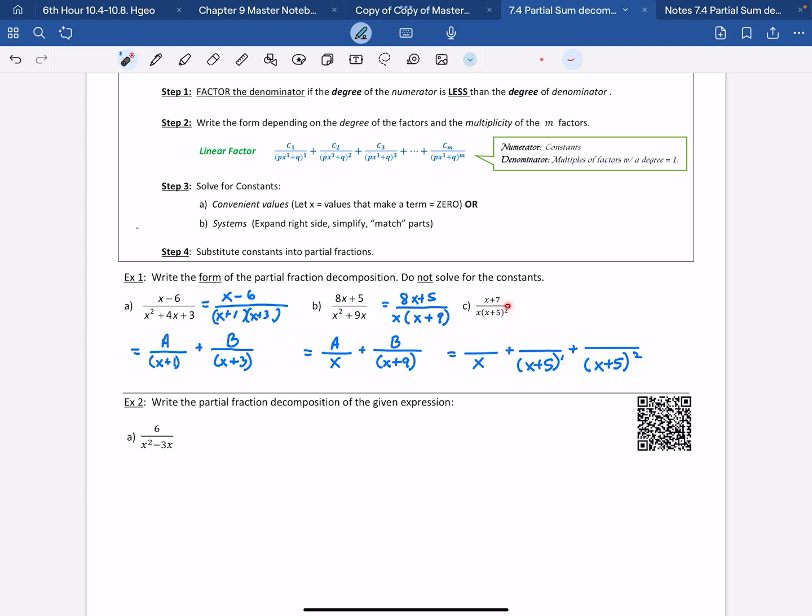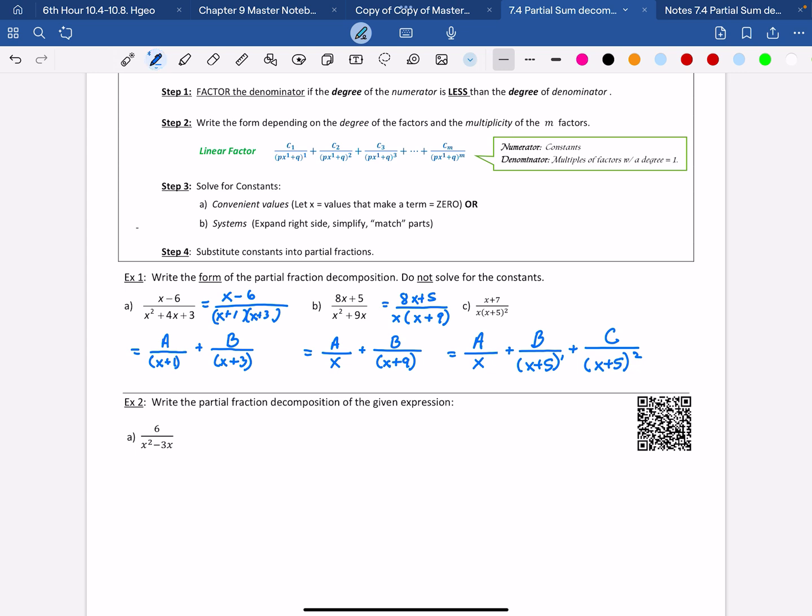Okay, so if this was a third degree, you would have one more x plus 5 to the third degree. And then if it was to the 5th degree, you'd have to have 2 more after that. Okay, so now the question is, what is the A, the B, and the C value? All right, and we're going to learn next how to do that.